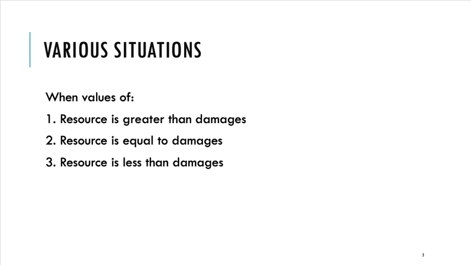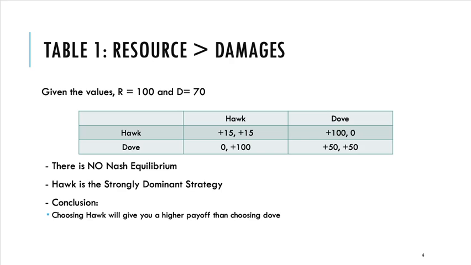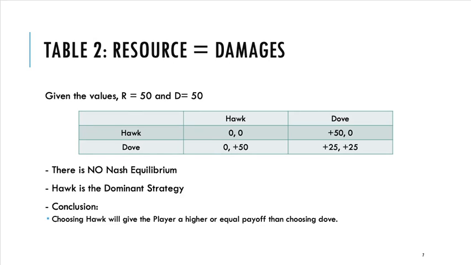Let's look at the various situations of the hawk and dove game. Number 1, when resources are greater than damages, as we can see in the table, there will be no Nash equilibrium and choosing hawk would dominate the other strategy. So our conclusion for this is to just choose hawk. In table 2, this is similar to table 1, where there is no Nash equilibrium and hawk is still the dominant strategy. So our conclusion would be to choose hawk.